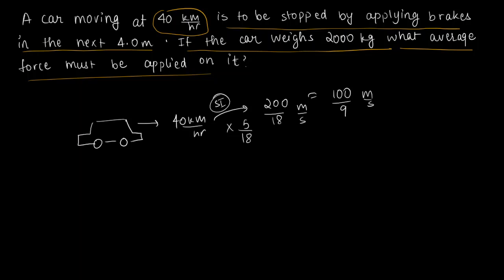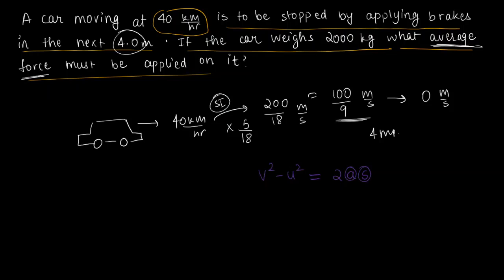But it's given that from this velocity, you need to come down to 0 meters per second to brake in the next 4 meters. And what average force means is you can just assume a constant force being applied, so that means a constant acceleration being applied. And then, due to this, you can apply the equation v squared minus u squared, where v is the final velocity, u is the initial velocity, equal to 2 times a times s, where a is the acceleration and s is the displacement.